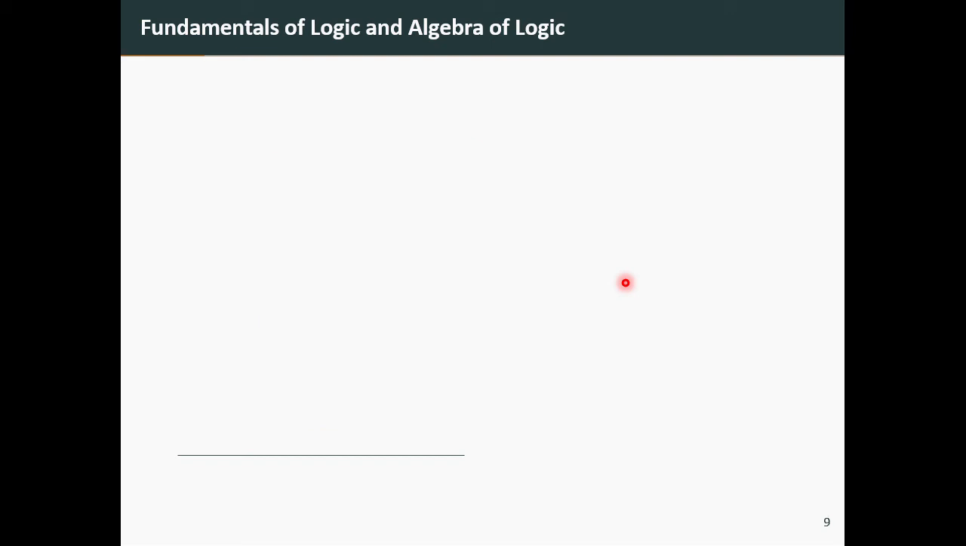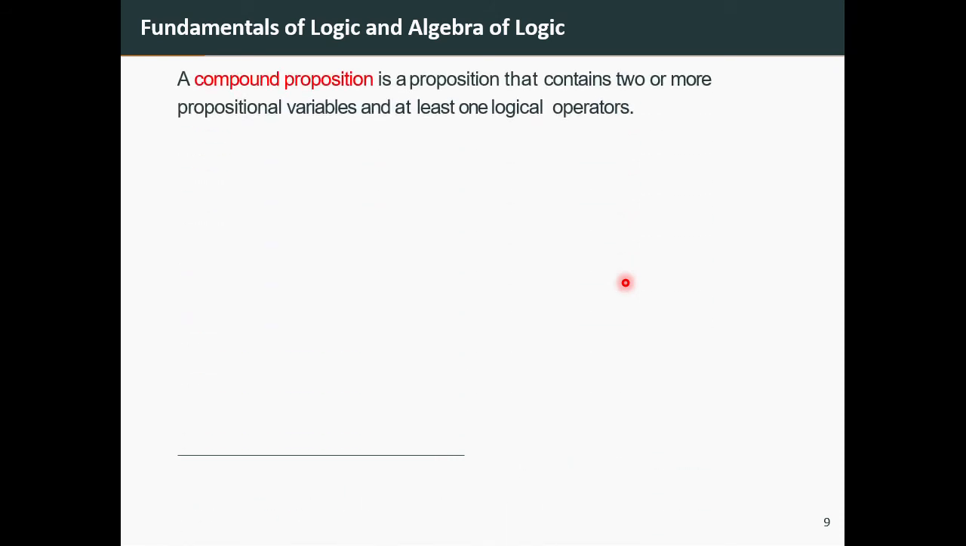Okay, next we have compound propositions. A compound proposition is a proposition that contains two or more propositional variables and at least one logical operator. So the next type of operations that we will discuss are those that require two or more propositional variables. These logical operators are the following.